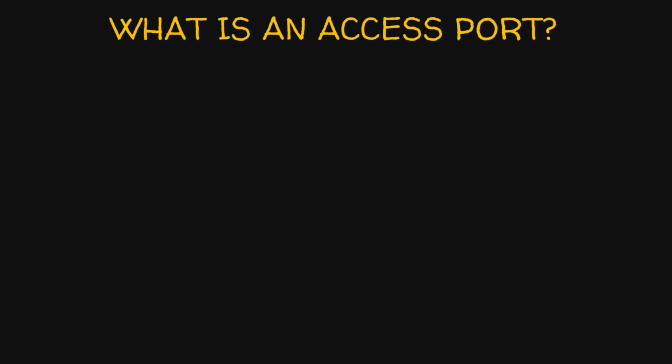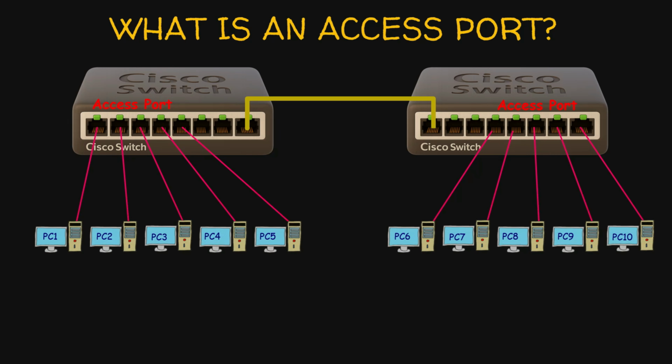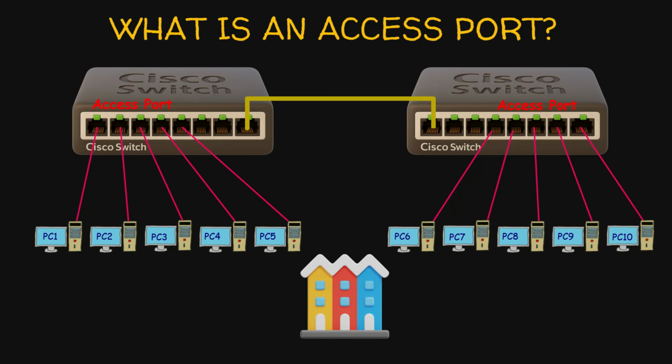Now let's see what is an access port. An access port belongs to only one VLAN. Think of it like your house. Your front door only leads you into your own home. It doesn't suddenly connect to your neighbor's house. So if you use the front door of your house, you will enter into your house only. You cannot go to your neighbor's house. This is exactly how an access port works.